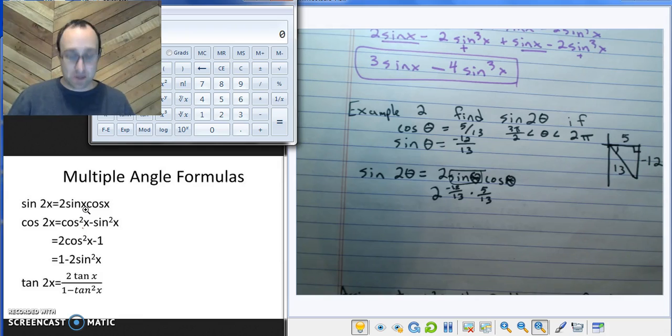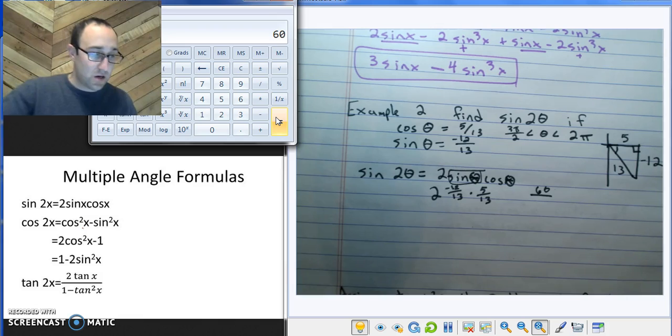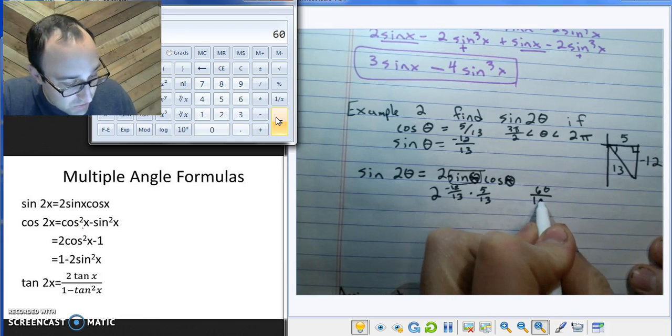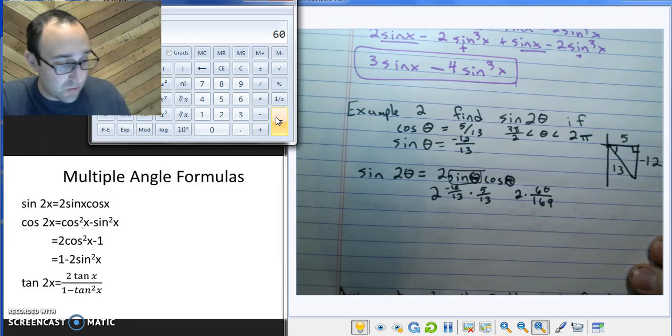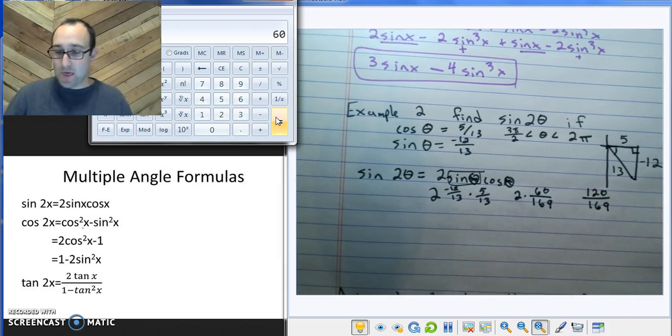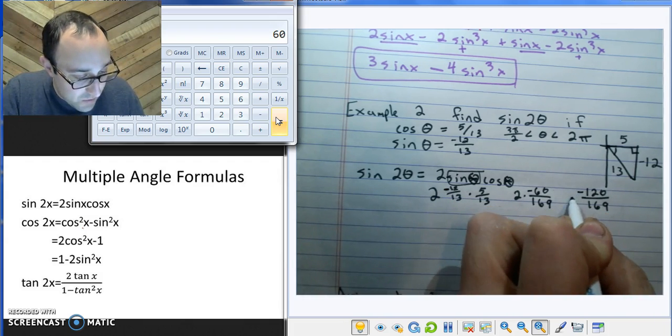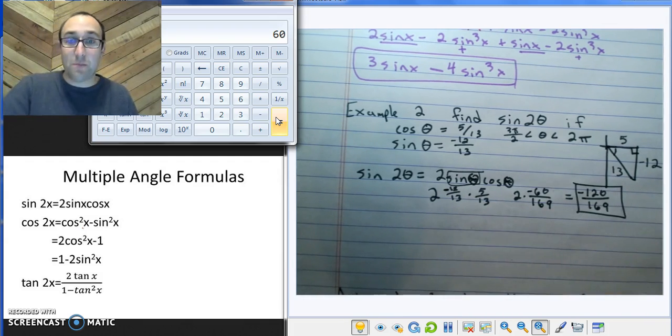I no longer have sines and cosines, and now all I have to do is simplify. So 12 times 5 is 60, so my numerator is 60. And 13 times 13 is 169. And that's still multiplied by 2, so that would be 120 over 169. And there would be my answer, unless I can reduce it. I can't, but remember I have a negative here, so my answer should be negative.